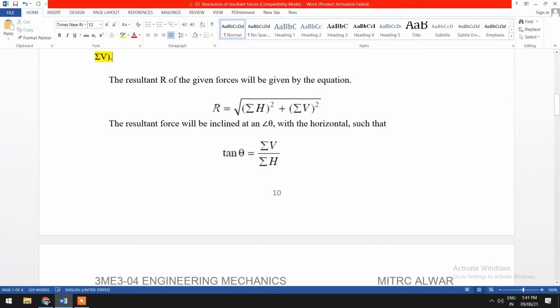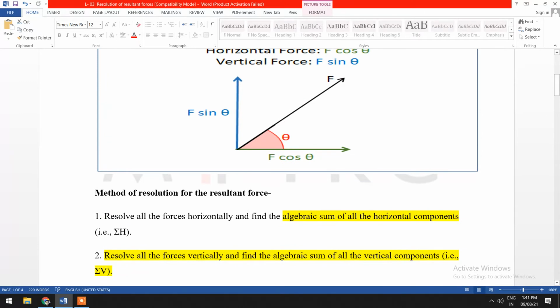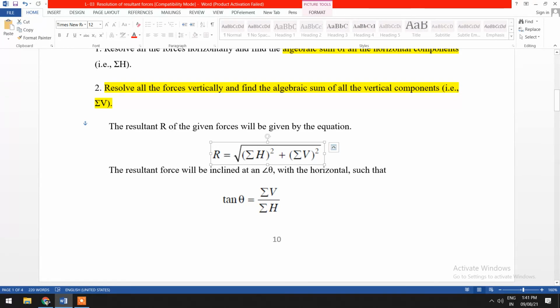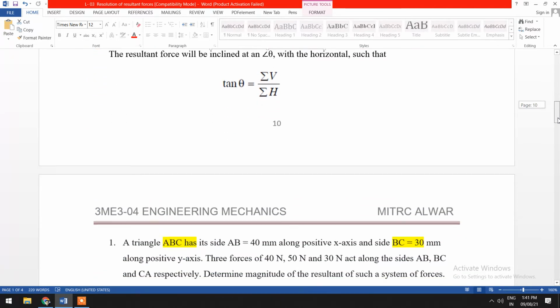For finding the resultant of these components, we use the formula: square root of summation of H squared plus summation of V squared. That will give the resultant of these forces. Now if we have to find the angle, which is unknown, we use tan theta is equal to summation of V by summation of H, the ratio of the vertical component to the horizontal component. From there we can easily calculate the value of tan theta.